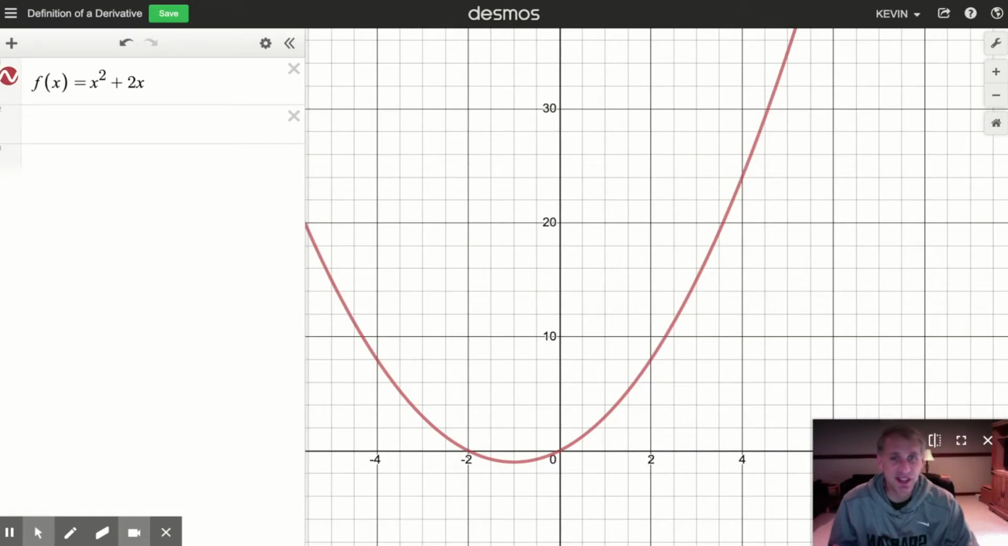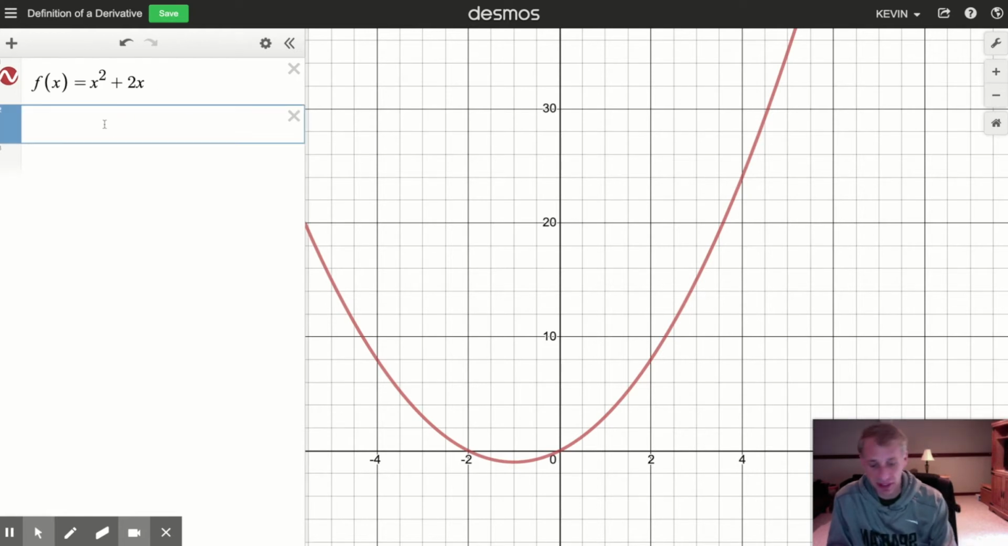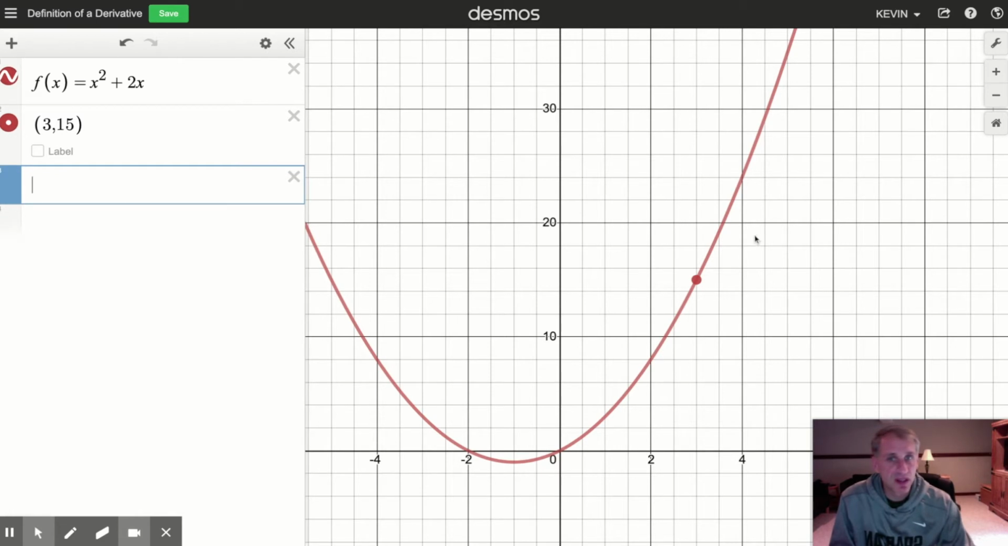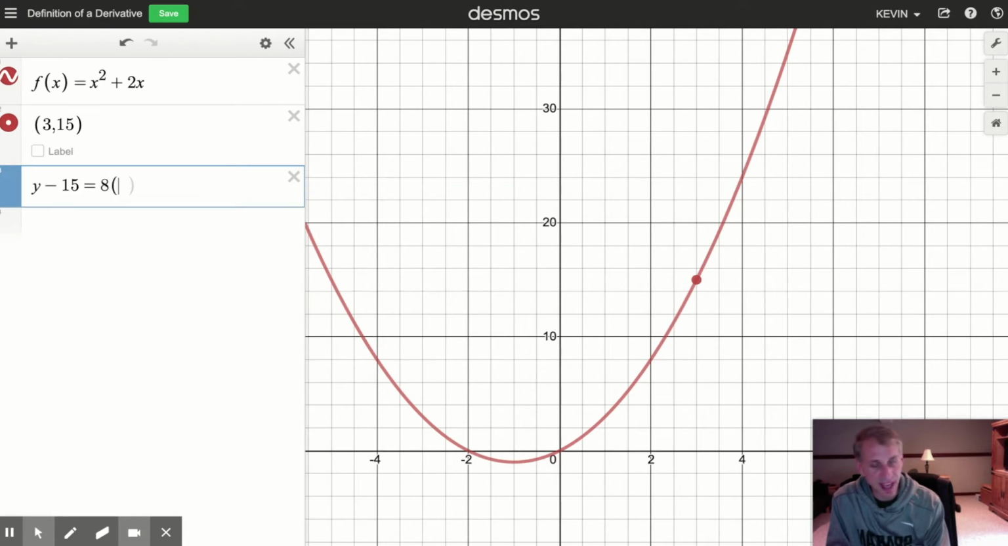What does this all mean in terms of the graph? So we've got f of x equals 2x squared plus 2x here. And we have this point that we are really concerned about at (3, 15). So let's look at (3, 15). We want to know the slope, or the rate of change, at this point. Now, we found that that rate of change was equal to 8 and came up with this equation of a tangent line: y minus 15 equals 8 times x minus 3.